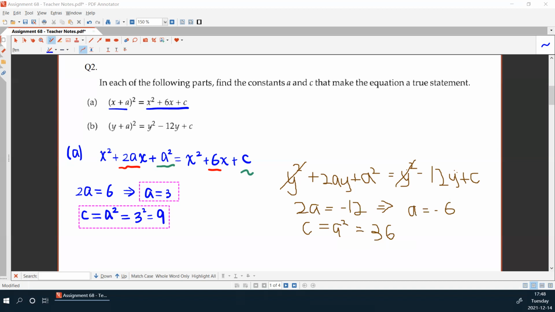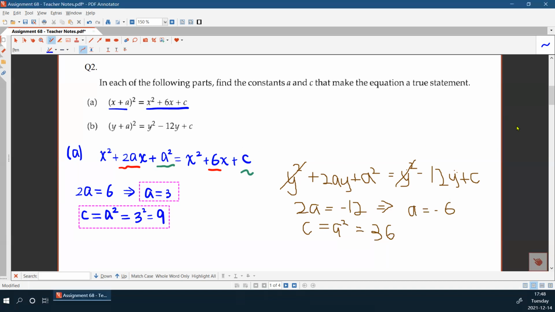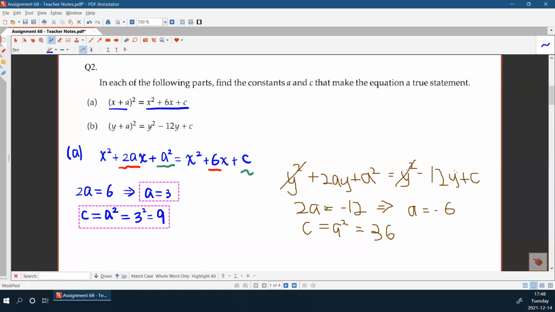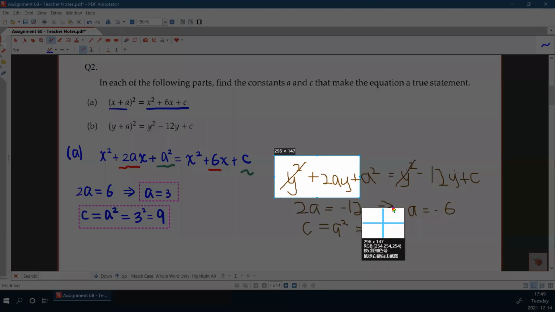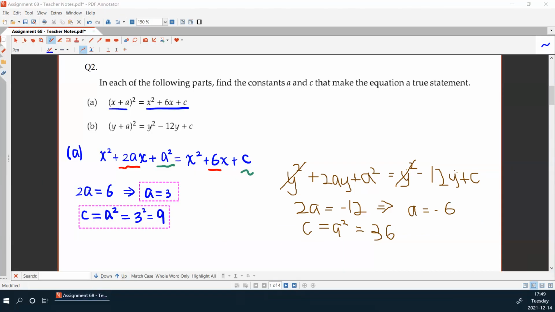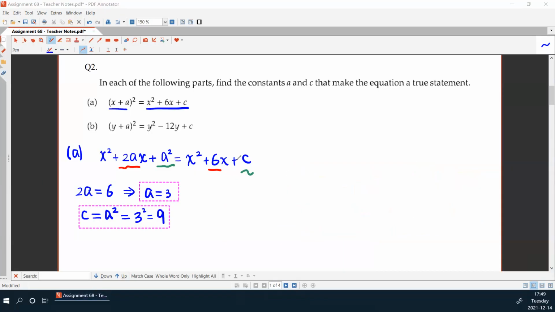Okay, thank you. And the result is correct. So a here is -6 and c equals a squared, which is 36, right? Okay. Okay, any questions here?